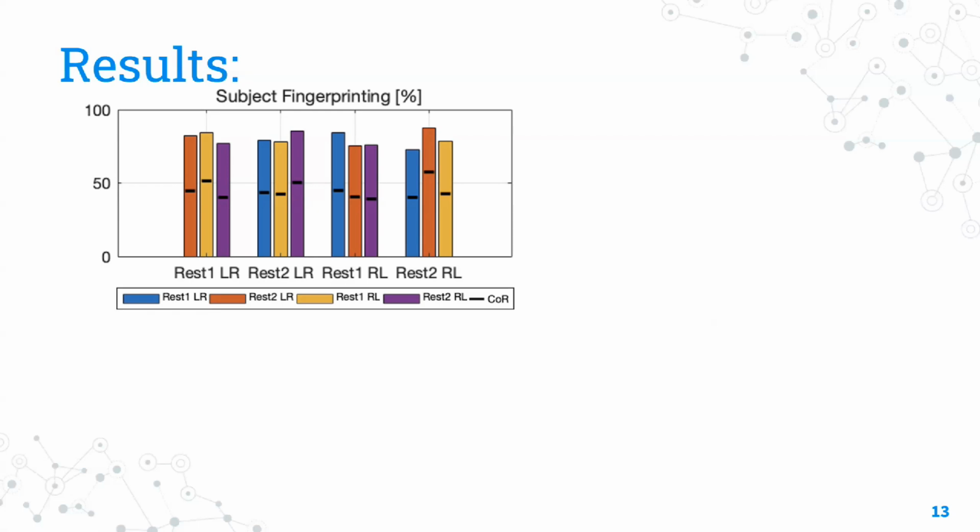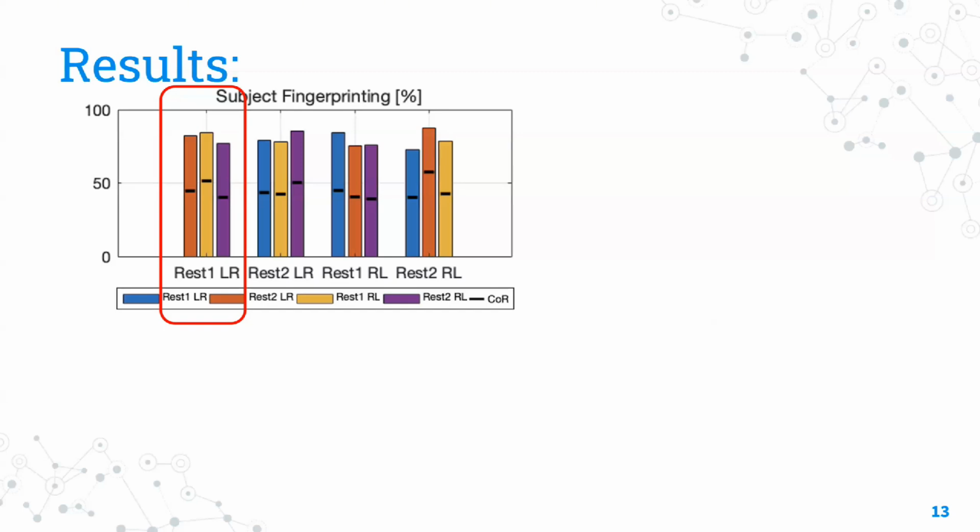In the bar chart on the left, we show the accuracy of our method for subject fingerprinting. Each color bar represents a different rest session and scan order. Let's focus on the first part. The orange bar represents rest 2 LR. The yellow bar represents rest 1 RL. And the purple bar represents rest 2 RL.